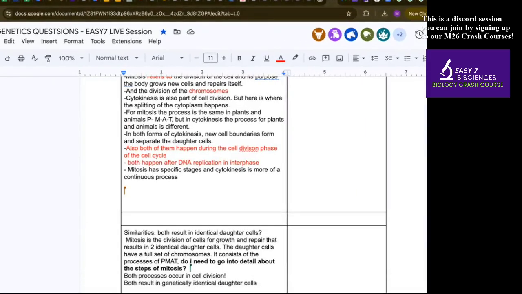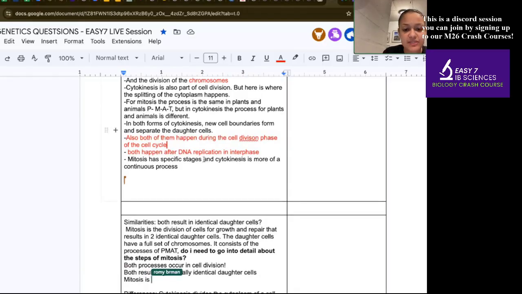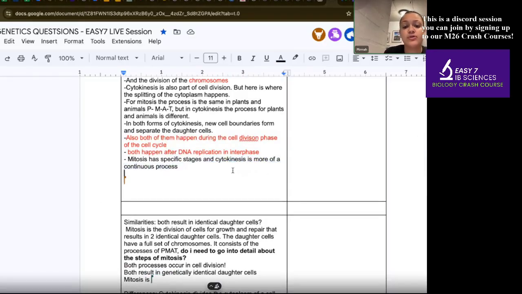And that's when you're going to leave those spaces in between your lines and you're going to go back and add them in. Sometimes it's hard when you're writing to think about everything, and you can go back and add it in and it's fine, okay? Mitosis has specific stages and cytokinesis is more of a continuous process. Perfect.